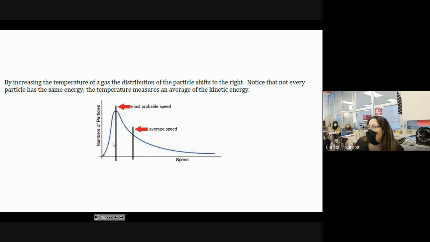So if you are looking at one of these distributions and you want to know the most probable speed, and they've got values off to the side, the peak is going to be your most probable speed in that sample. The average speed then would be about right here.